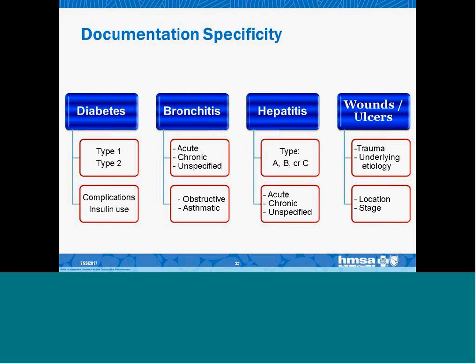For bronchitis, you want to be sure you're putting down whether it's acute, chronic, or unspecified, and whether it's obstructive or asthmatic. For hepatitis, indicate whether it's hepatitis A, B, or C, and again, whether it's acute, chronic, or unspecified. For wounds and ulcers, you want to document if there's any trauma, underlying etiology, the location of it, and the stage.